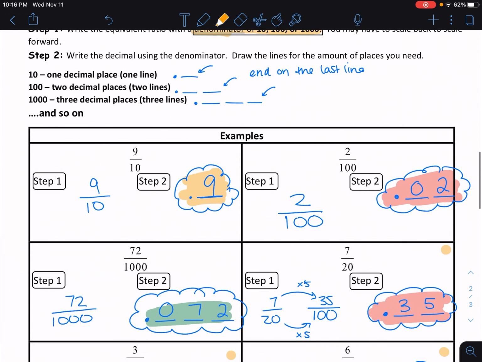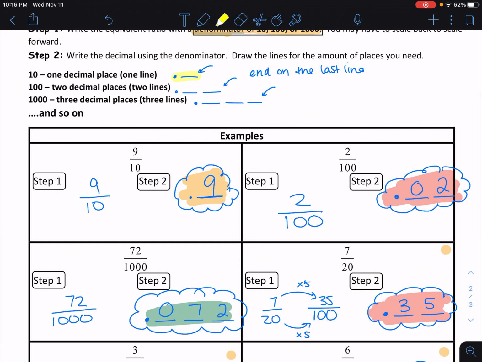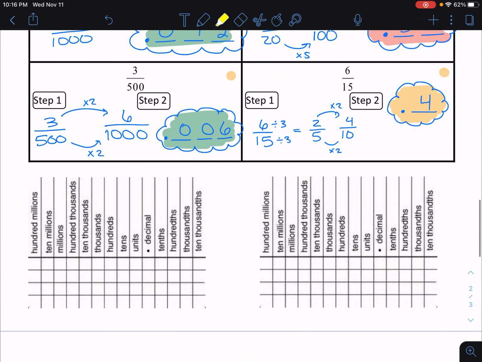And again, use the templates here. So I've got these awesome little templates right here. If it's got a 10 on the bottom, it's 1 space. If it's got 100 on the bottom, it's 2 spaces. If it's got 1,000 on the bottom, it's 3 spaces. And then down here, I have your place values again. So tenths is going to be 1 decimal place, hundredths, thousandths, ten-thousandths, etc.